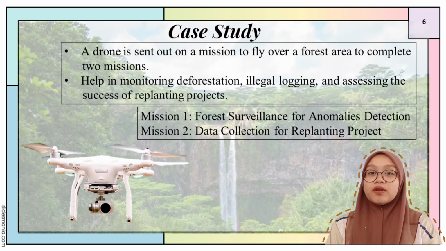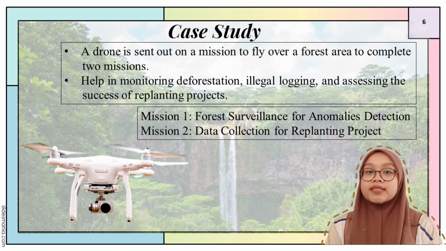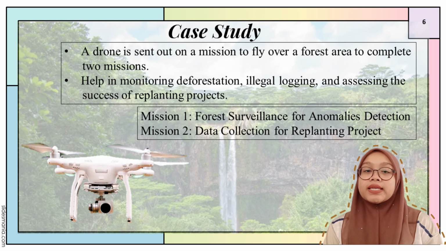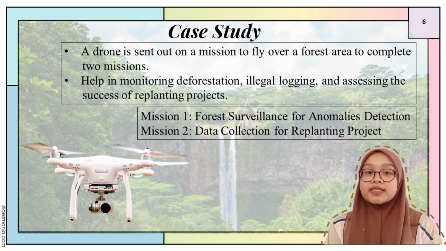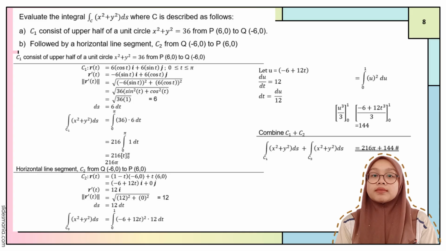Our case study involved a drone surveying mission with two objectives: forest surveillance for anomaly detection, and data collection for a replanting project. This mission helped monitor deforestation, detect illegal logging, and assess replanting success. For the first mission, the drone followed two paths. It first traces the upper half of a circle C1 from point P(6,0) to point Q(-6,0), and then flies horizontally along a line segment C2 from (-6,0) back to P(6,0).